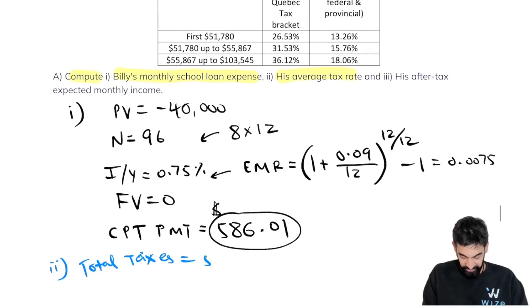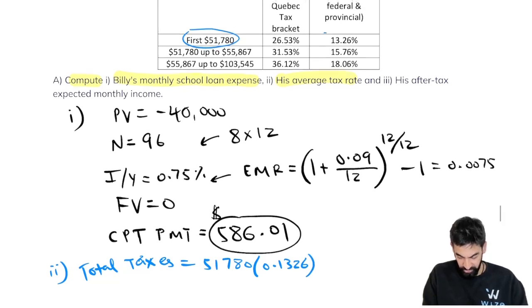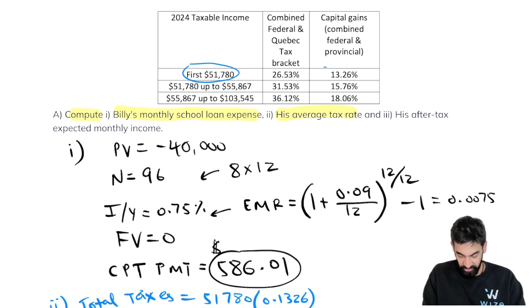the first 51,780 that he makes is going to get taxed at 13.26%. So you times it by 0.1326. That's the first bracket here. Oh no, it's not 13, that's the capital gains tax. You have to times it by the Quebec federal and Quebec tax bracket, not the capital gains. Capital gains is just if you have some investments, so that number is wrong. I'm going to put 0.2653.